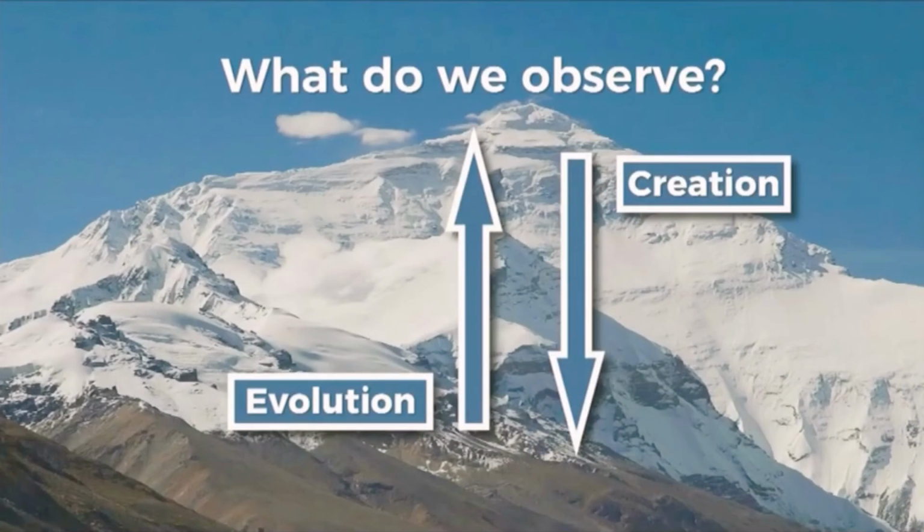Evolution says we should be going up the mountain. Creation says, no, we were created at the top of the mountain, and what we're going to see is changes that go downward. And just from what we've been talking about, what do we observe? We observe we're going downward. See, so we're falling down off the mountain. We're not climbing up the mountain.